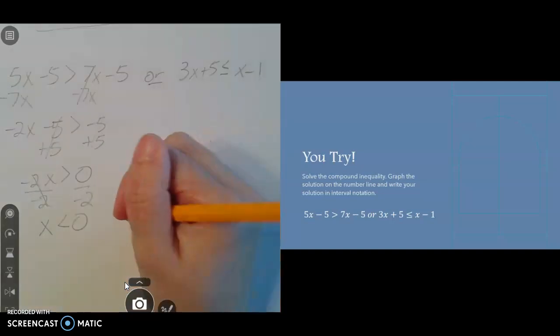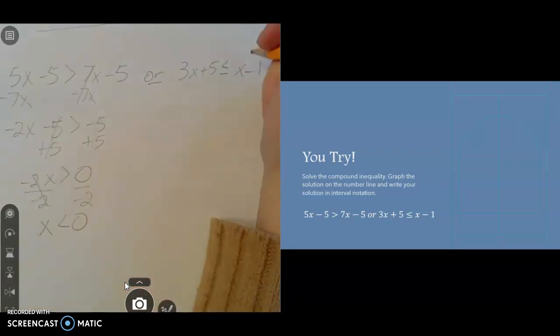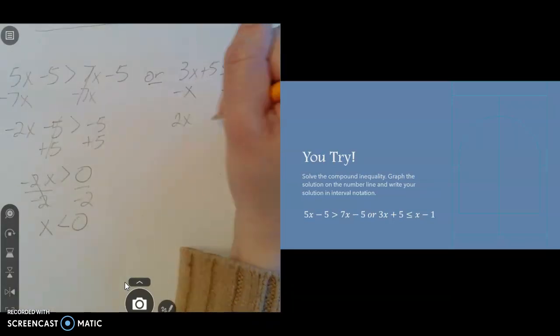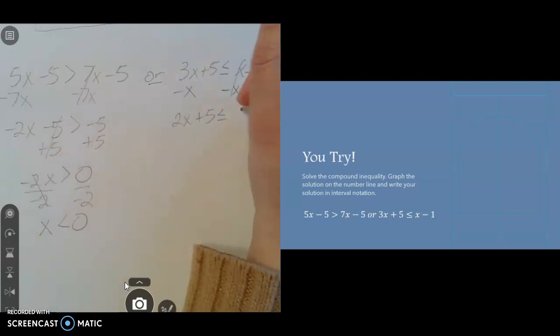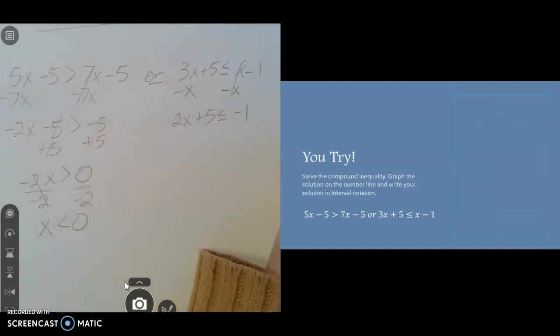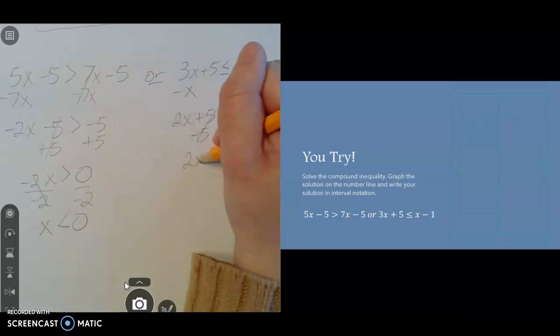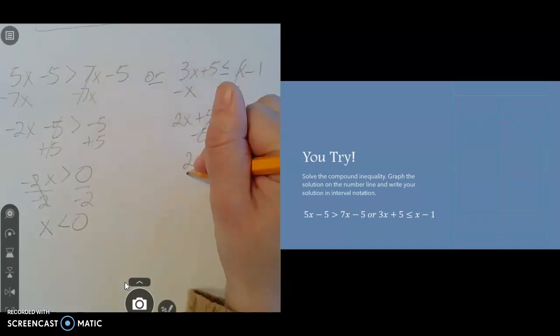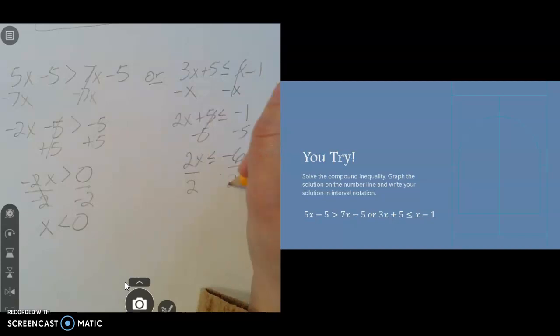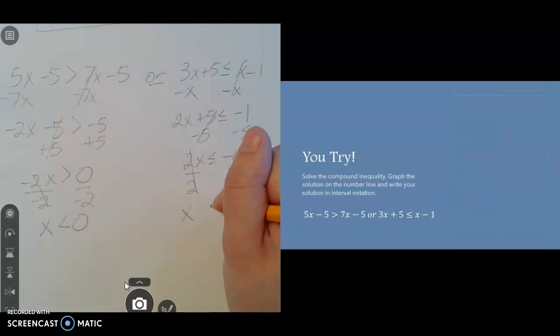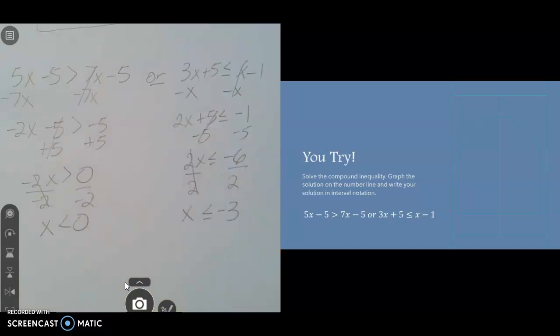For the second one, I would probably subtract x from both sides first and get 2x plus 5 is less than or equal to negative 1. Then subtract 5 from both sides. So now I've got 2x is less than or equal to negative 6. And lastly, I would divide both sides by 2, so I'm going to get x is less than or equal to negative 3. So that's what my solutions look like.